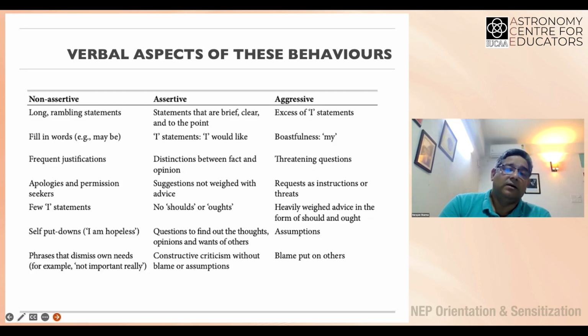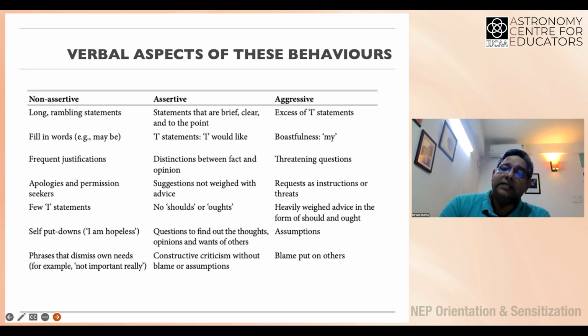I statement, for example, I would like. So it always, or mostly, starts with this. Distinction between fact and opinion. Suggestion not weighed with advice. No should or ought. Questions to find out the thoughts, opinion, and wants of others. Constructive criticism without blame or assumptions. So these are some of the verbal aspects of assertive behavior.